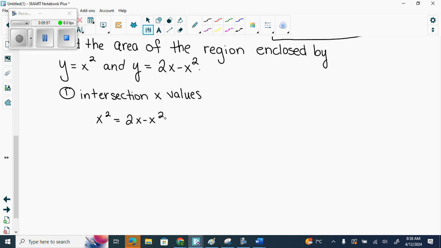And some people will say, well, why can I do that? Because y equals y. And then people are like, okay, cool, that's true, but what? Well, if y equals y, then x squared can go in for y, and 2x minus x squared can go in for that y, and I can set them equal to each other. Whenever you're finding intersection points, or x values, between something, you set them equal.